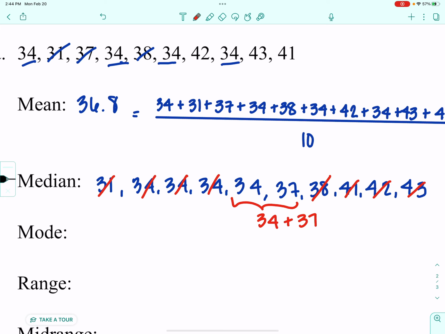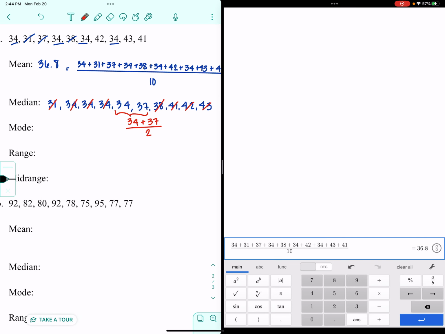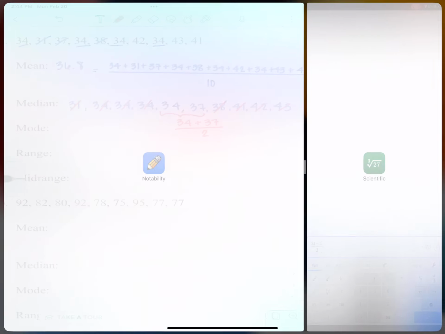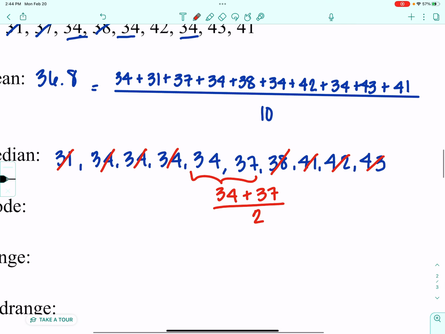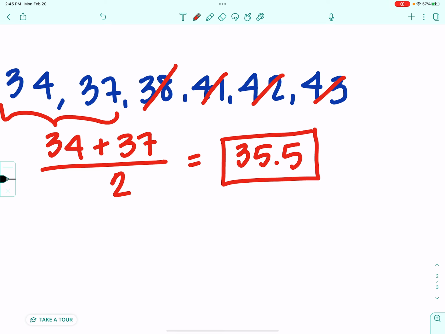34 plus 37 divided by 2. I'm going to bring Desmos back. And I'm going to do 34 plus 37 divided by 2. 35.5. So my median is 35.5.